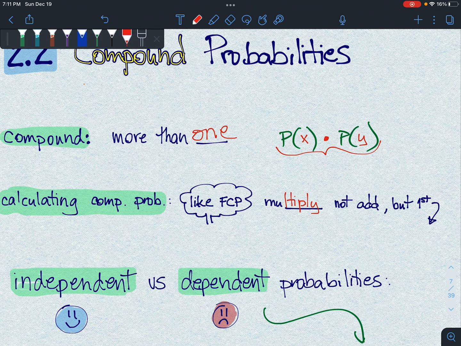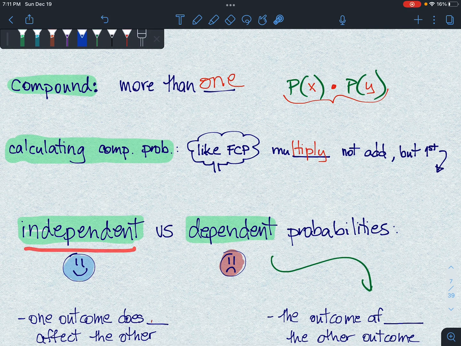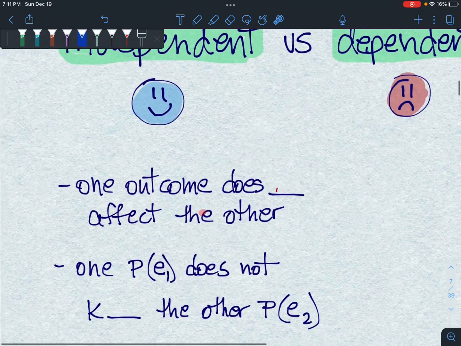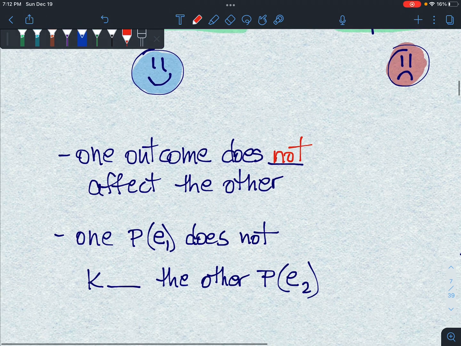Now, when you find each probability, you have to be aware of whether these two events are independent or dependent on each other. And we'll take a look at what each of these words means. Independent events, what are they? They are events where one outcome does not affect the other. In other words, one does not know about the other. For example, one coin toss to another coin toss. The next one doesn't know the last one occurred.